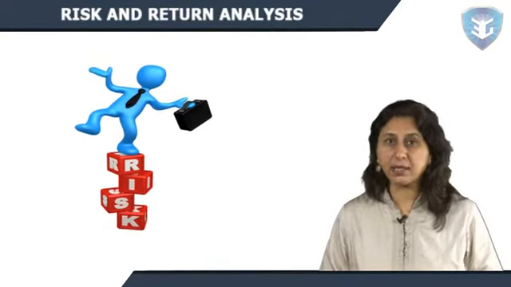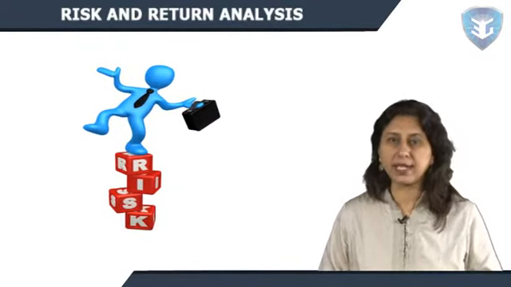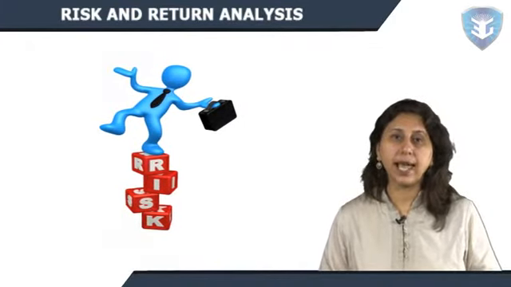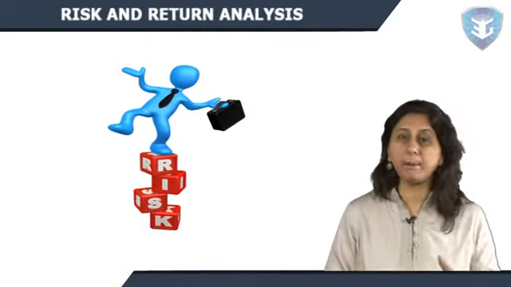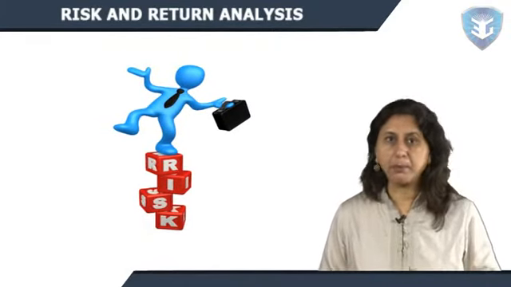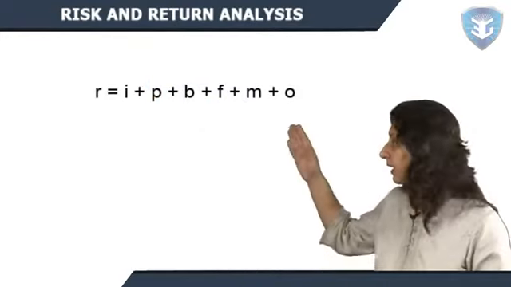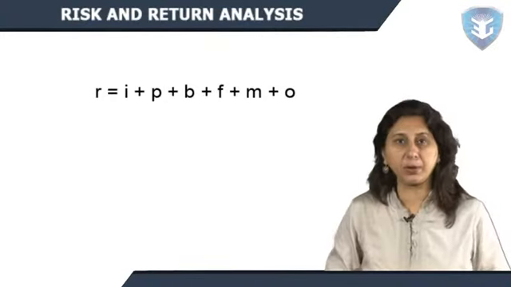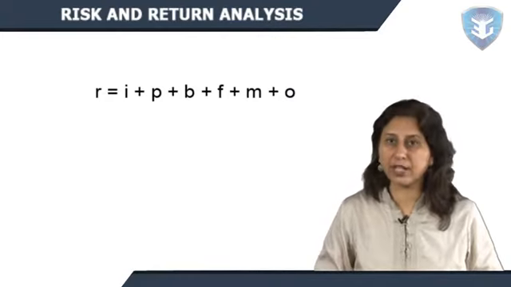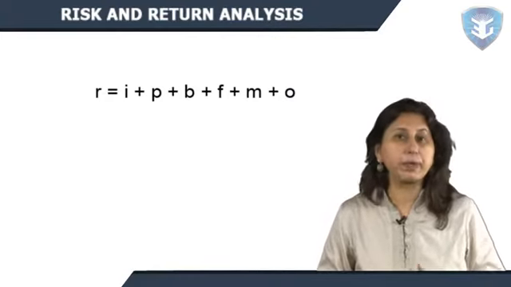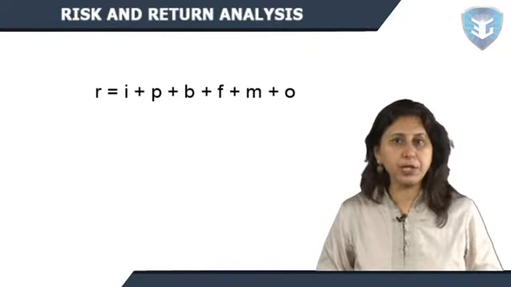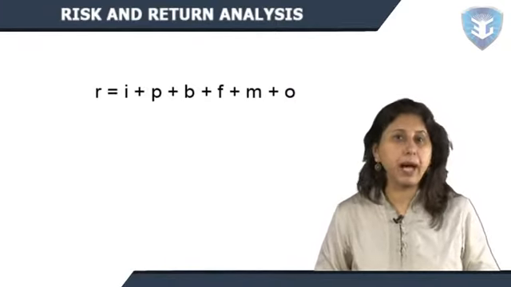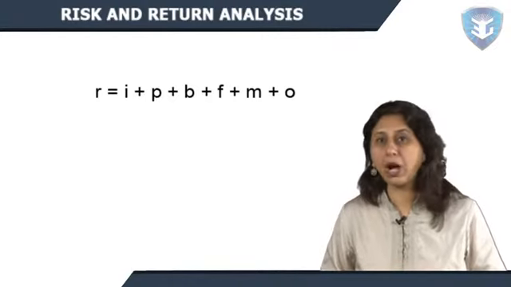Assigning risk allowances, premiums. One way of quantifying risk and building a required rate of return R would be to express the required rate as comprising a riskless rate plus compensation for individual risk factors previously enunciated, or as R is equal to I plus P plus B plus F plus M plus O, where I is equal to real interest rate, riskless rate, P is equal to purchasing power risk allowance, B is equal to business risk allowance, F is equal to financial risk allowance, M is equal to market risk allowance, O is equal to allowance for other risks.